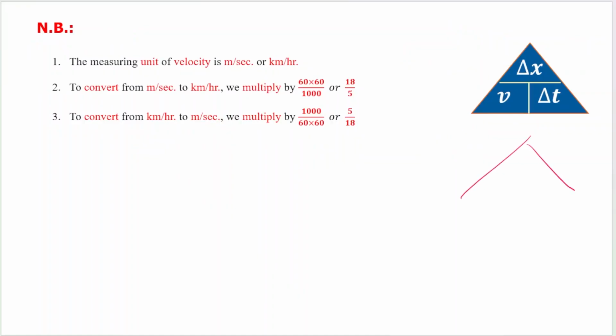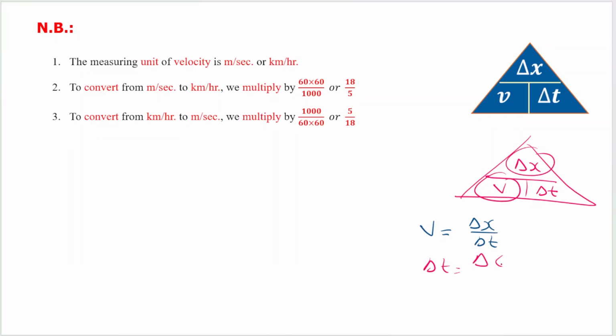So we have a triangle in which velocity is equal to the change in position divided by the change in time, or displacement over time. If you want to find the velocity, you just divide displacement by time. But if you want to find time, you will just divide displacement by velocity. What if you want to calculate the displacement? You will just multiply velocity times time.